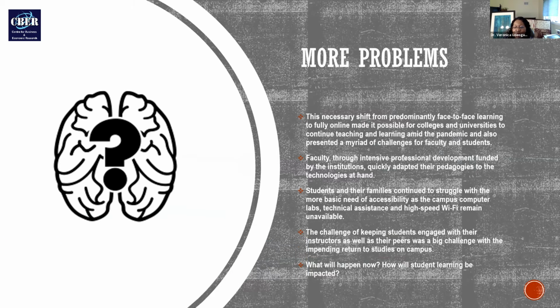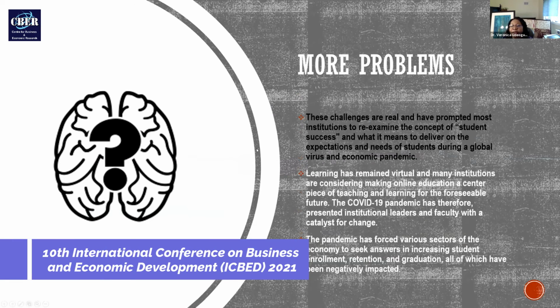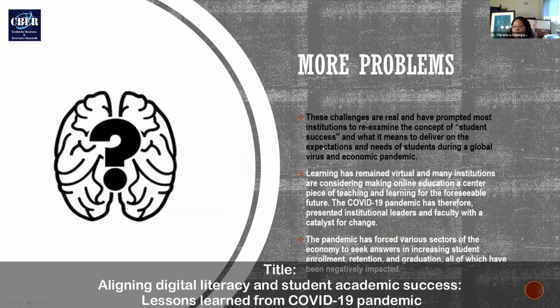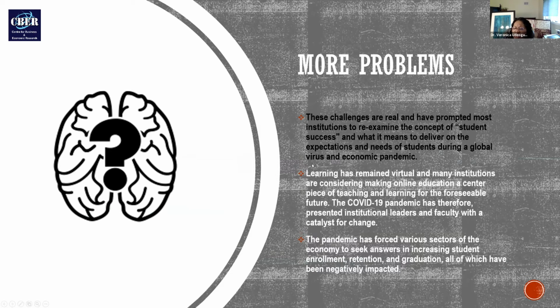So the key thing, as you can see, these challenges are real and have prompted most institutions to re-examine the concept of student success and what it means to deliver on the expectations and needs of students during a global virus and economic pandemic. Learning has remained virtual, and many institutions are considering making online education a centerpiece of teaching and learning for the foreseeable future. Technology is advancing, the world is moving, but what about the students and their skills? That's the challenge that we have.